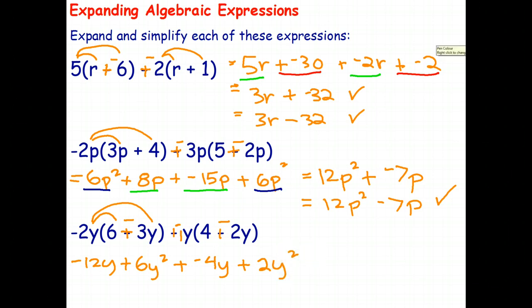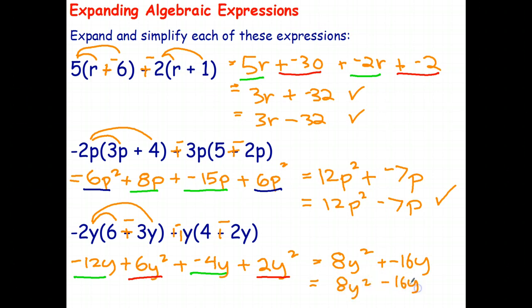Okay, once again, we have to look for like terms. Usually in algebra, we like to use the terms with the highest powers first. You don't have to, but that's, again, a convention. So we have 6y squared plus 2y squared. That's going to give us 8y squared. And we have some more like terms, negative 12y plus negative 4y. Well, negative 12 plus negative 4 is negative 16, so plus negative 16y. And once again, if you wish to, you can write that as 8y squared subtract 16y.